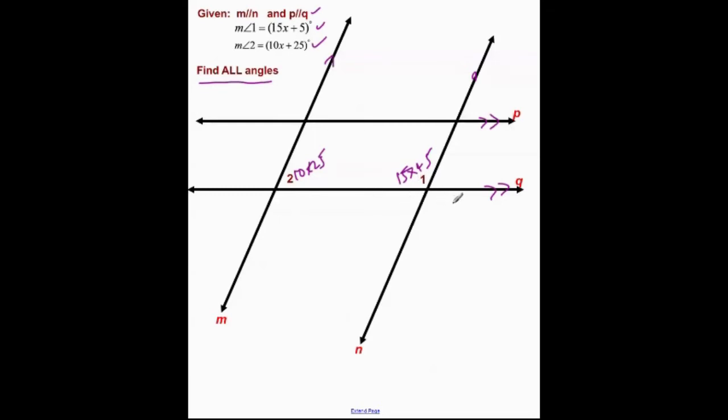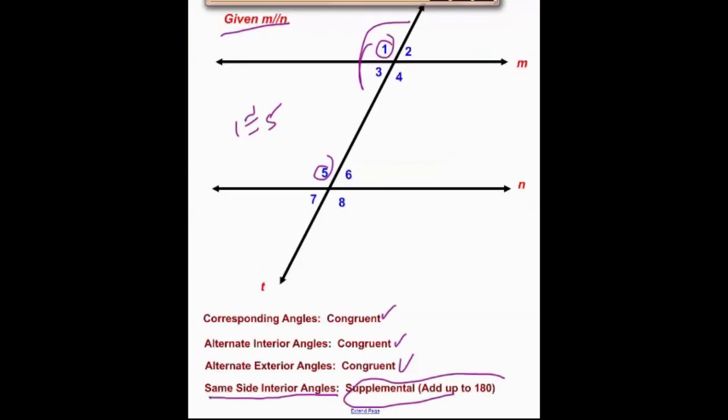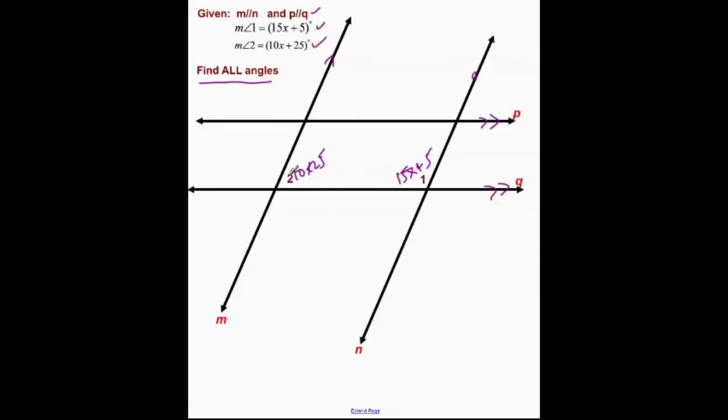I need to use some definitions. Going back to this, we have same side interior right here. That's exactly what we have here. These are same side interior. They add up to 180. So I simply do this. I do 10x plus 25 plus 15x plus 5. Oh, look at all the bleeding that's going on. Blood everywhere, purple blood, is equal to 180.